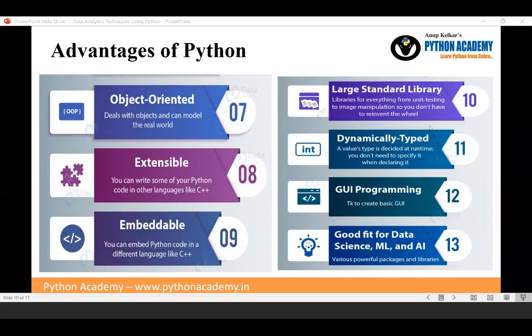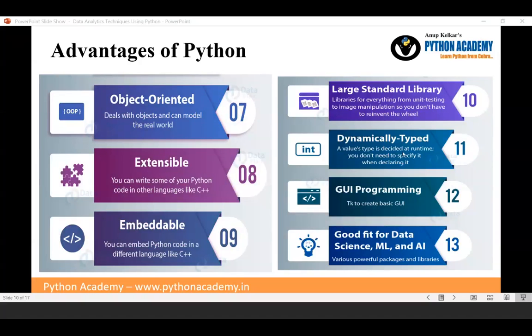Large standard libraries are also there. In extensible, we can have some packages available. So you have some C++ code, still you can run that code and come back to your Python compiler. So that kind of attachment is also provided in extensibility. The language is dynamically typed. So that is the most important part.